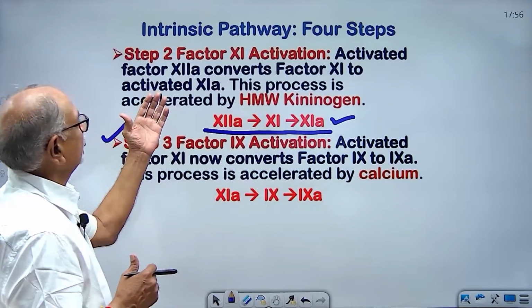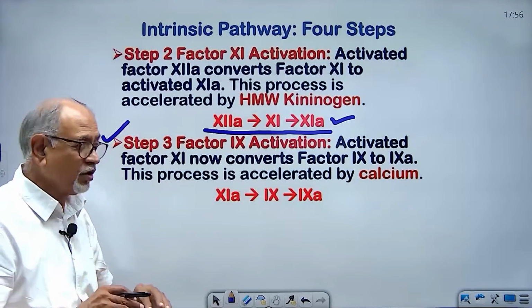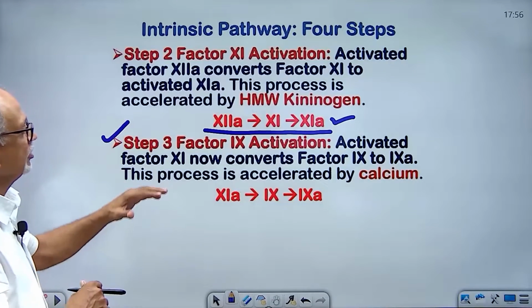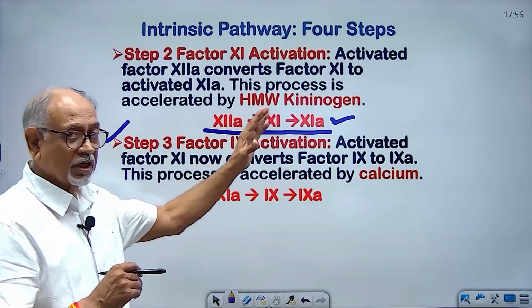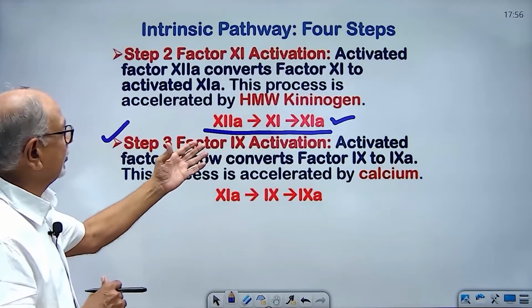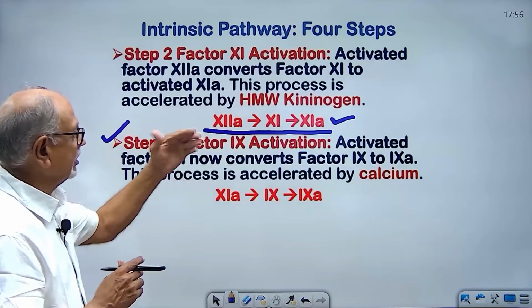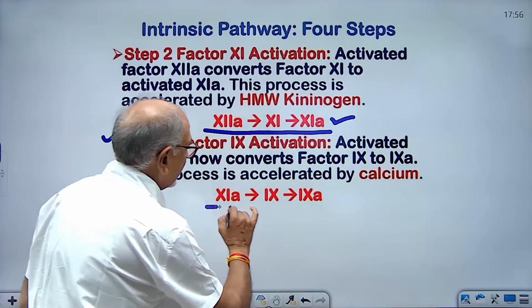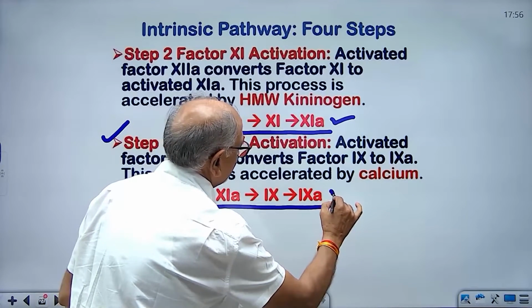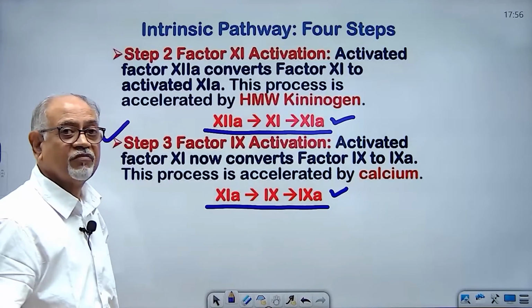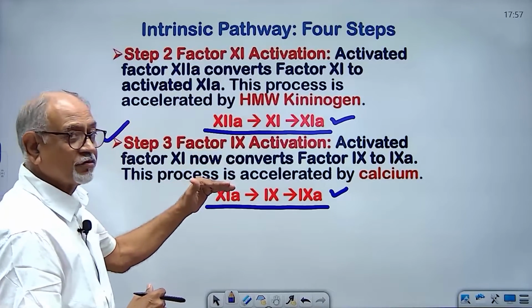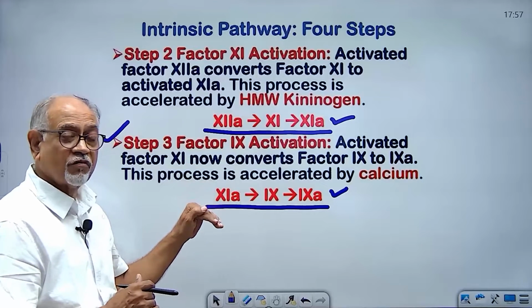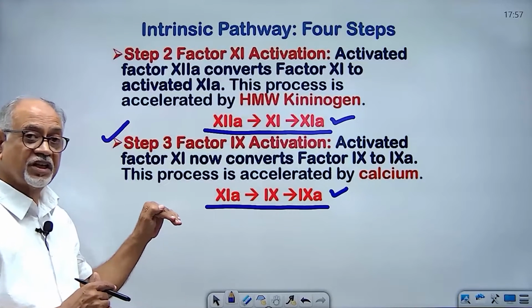So, first of all, factor 12 is converted into active form, that is 12A, then 12A converts factor number 11 into 11A, then factor 11A converts factor 9 into the activated form of factor 9. So, this is how stepwise the activation of factors occurs in a cascading manner.